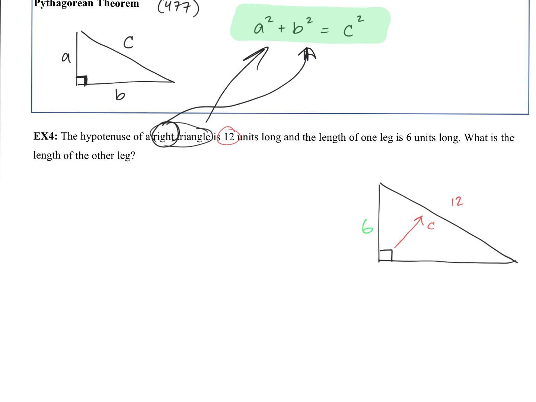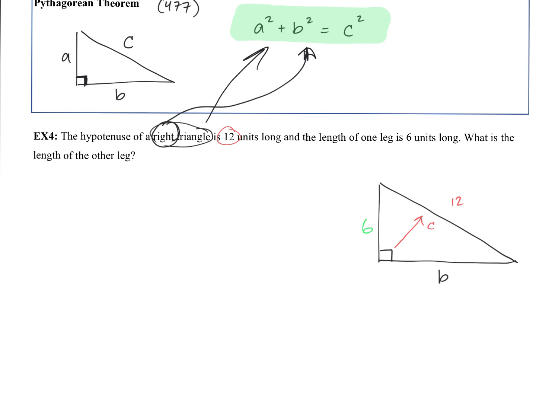So the one we're missing, you could call it A or you could call it B. Doesn't really matter too much. I'll go ahead and say B is missing. So we want to find the length of the other leg. Now remember, if you use a diagram, you don't need to write a let statement. So I use the diagram, no need of a let statement.